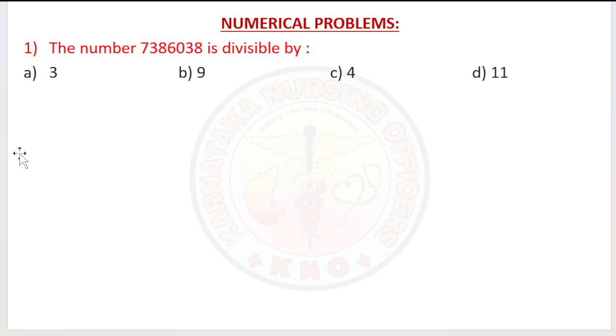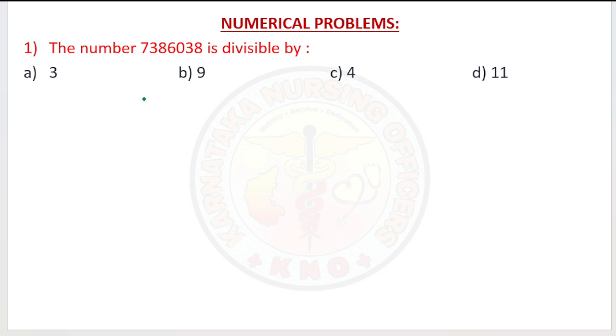So now let's see the numerical problems. The first problem is: the number 738638 is divisible by, and the options are 3, 9, 4, 11. So we have to check this number is divisible by which number, which option.